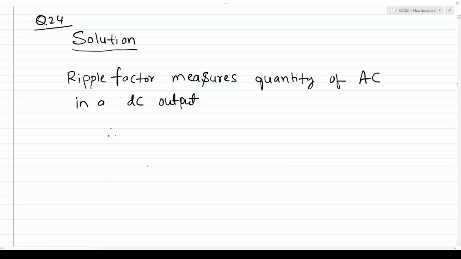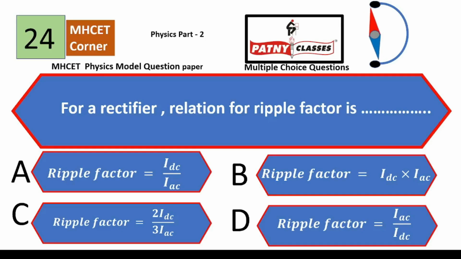Here is the solution. Ripple factor measures the quantity of AC in a DC output. Therefore, ripple factor equals IAC upon IDC. Therefore, option D is correct. So we lock option D, ripple factor equals IAC upon IDC.